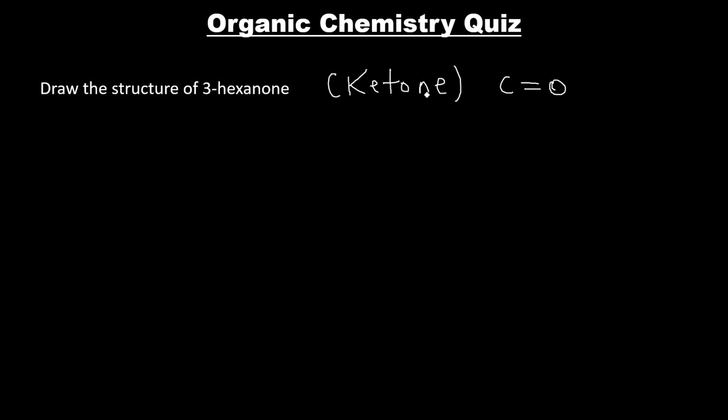So ketones have carbonyl groups that are placed between carbon chains, and this actually differentiates ketones from aldehydes, where the carbonyl group, which is carbon double bonded to oxygen, is not placed between carbon atoms but at the end of the chain. So ketones have the carbonyl group at the middle or between carbon atoms, but aldehydes have their carbonyl groups at the end of the chains.